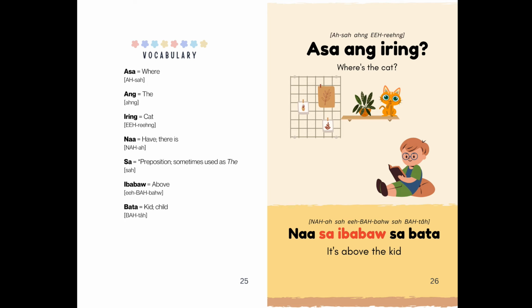Vocabulary list. Asa means where. Ang means the. Iring means cat. Naa means have or there is. Sa is a preposition, sometimes used as the. Ibabaw means above. Bata means kid or child.